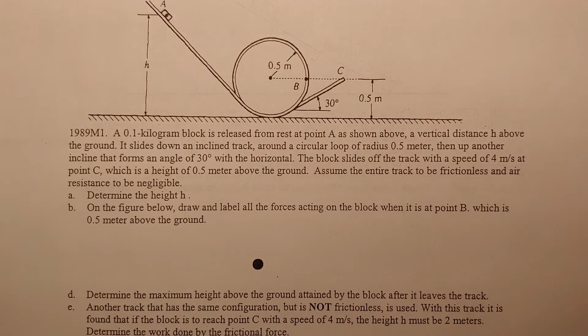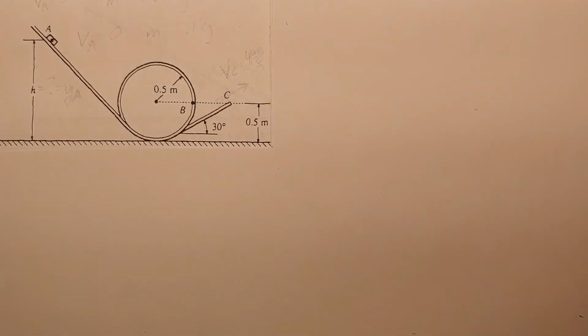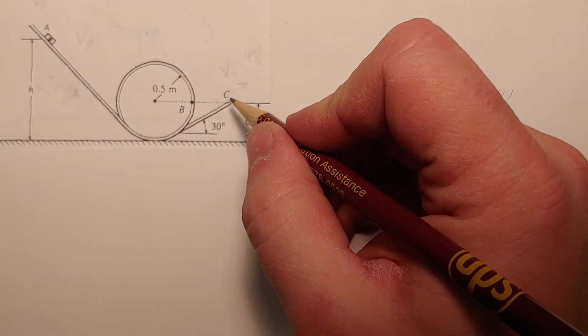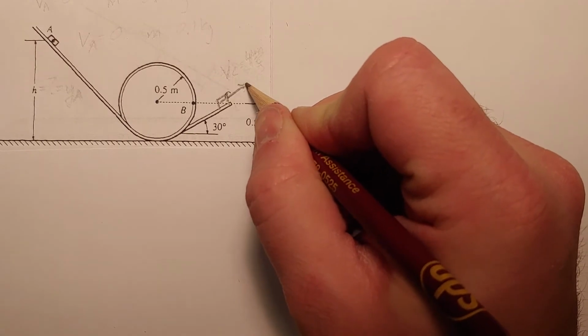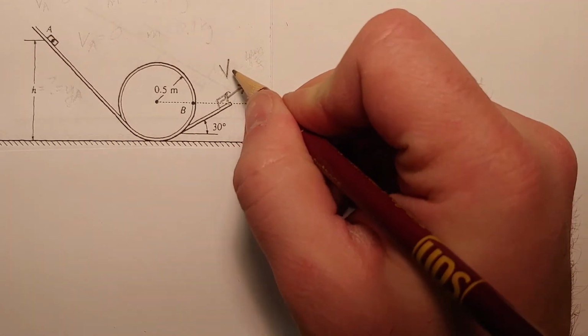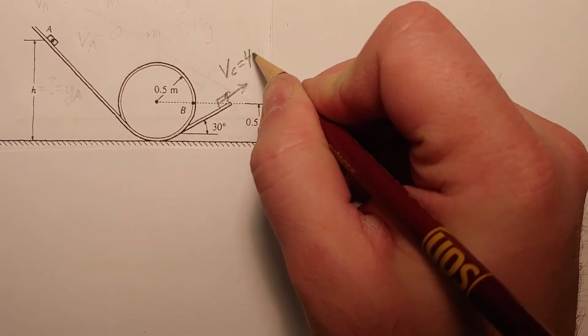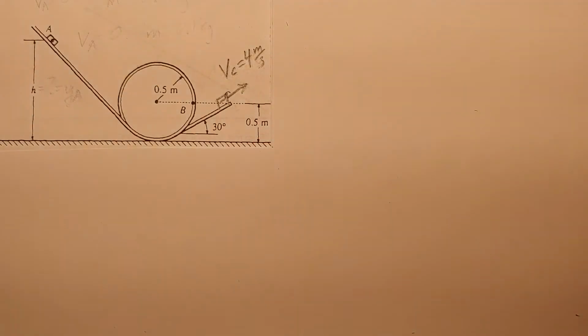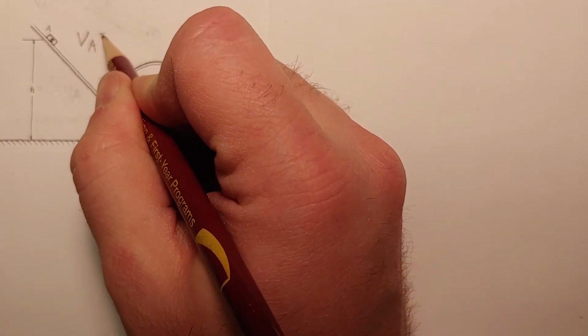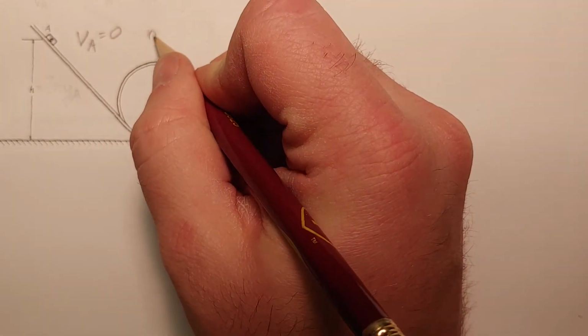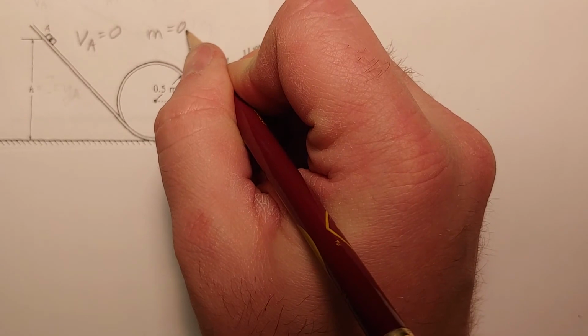The first thing I want to do is add to my diagram all of the information that's not already on there. So they tell us that the speed at point C is 4 meters per second. So we'll draw our block in at point C and label the speed of C as 4 meters per second. They also tell us up at point A, our speed at point A is going to be 0 because it's at rest. And they also tell us the mass of the object.